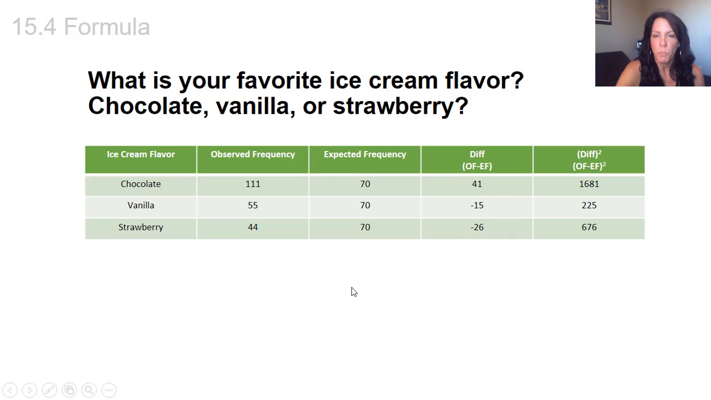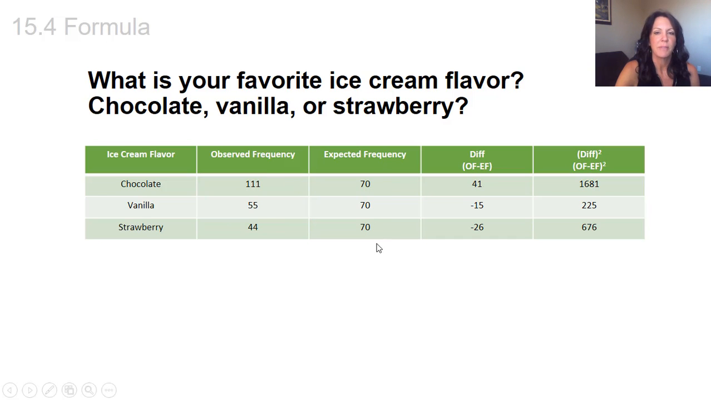Here's another example of how this might work. You might want to know people's favorite ice cream flavor. I know what mine is. So we have 111 people like chocolate, 55 people like vanilla, 44 like strawberry. And so what we do to figure out what would be the expected frequencies is we figure out what the total n is here. So 111 plus 55 plus 44 equals 210. So there are 3 different categories. So all things being equal, 210 divided by 3 is 70. We should have 70 in each category.